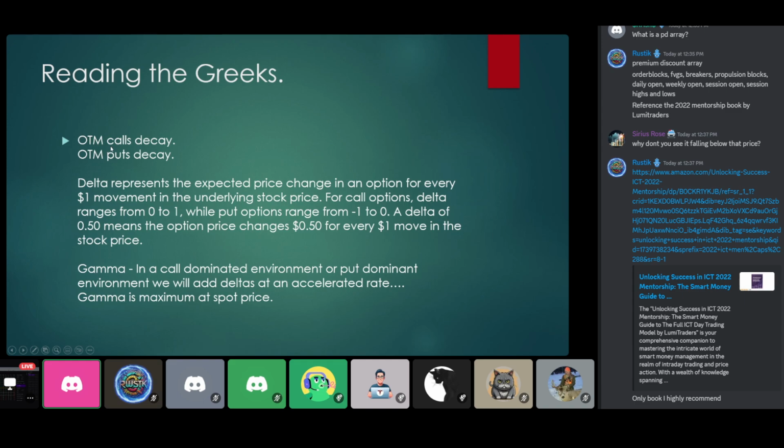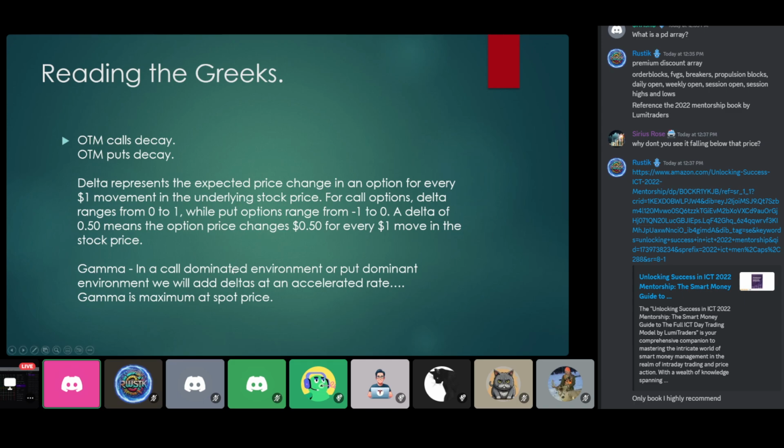All right, so out of the money calls decay, out of the money puts decay. Out of the money puts would be anything below spot price. Delta represents the expected price change in an option for every $1 movement in the underlying stock price. Call options delta ranges from 0 to 1. So I want you to know that whenever a call option is in the money below us, it's at its whole intrinsic value. While a put option ranges from -1 to 0, a delta of 0.50 means the option price changes 50 cents for every $1 move in the stock price.